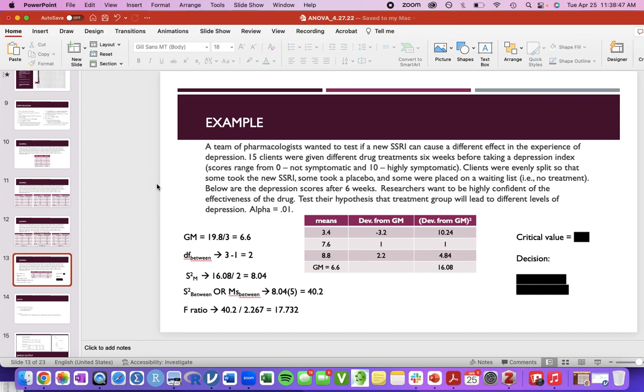Remember that we're not done yet. We still have to calculate our critical value. So we know that we have an alpha level of 0.01. Our degrees of freedom between is 2. Our degrees of freedom within is going to be 12. We have 15 people total, and we have 3 groups. So 15 minus 3 is 12.